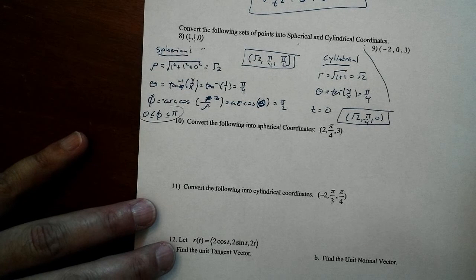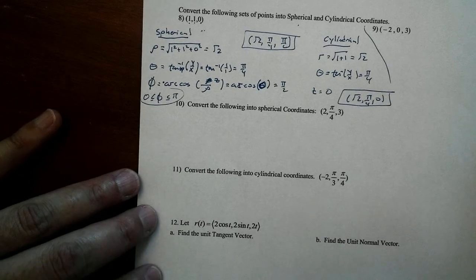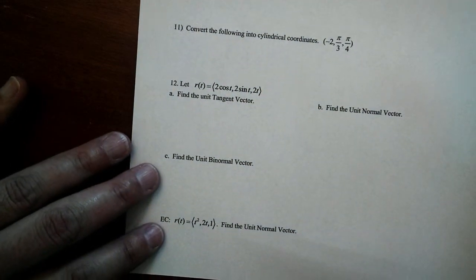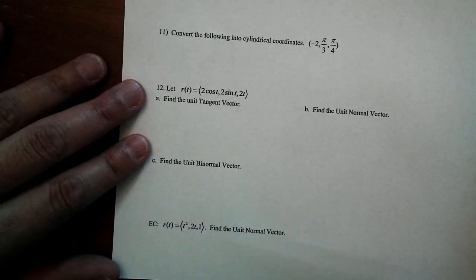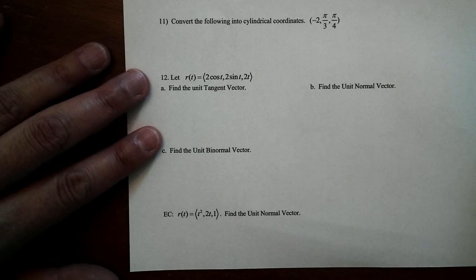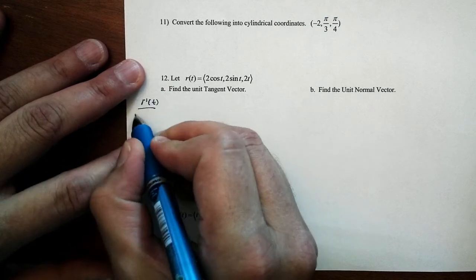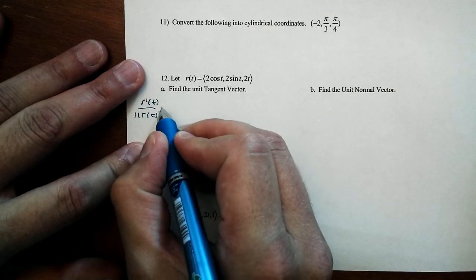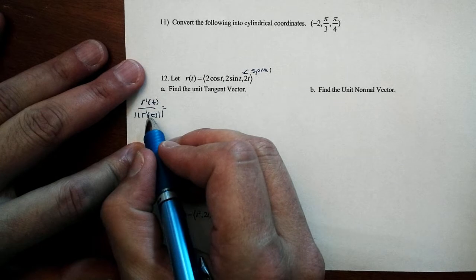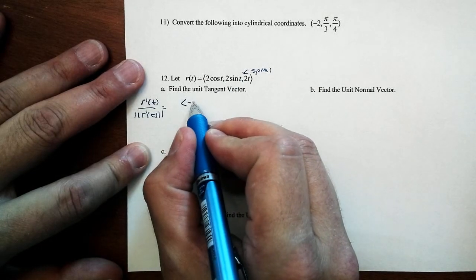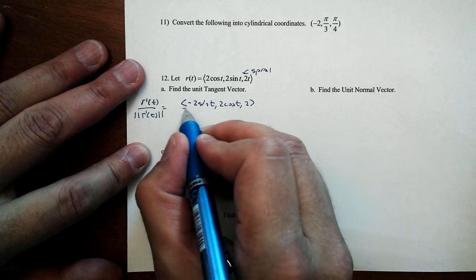So, let's take a look at one more example right down here, number 12. For number 12, let's practice finding the unit tangent vector again. So to get the unit tangent vector, we would want r prime of t over the magnitude of r prime of t. Now if we remember, this is our spiral, so these are nice because we know that the magnitude is going to be a constant. So this is going to be negative 2 sine t, 2 cosine t, 2 divided by the magnitude.